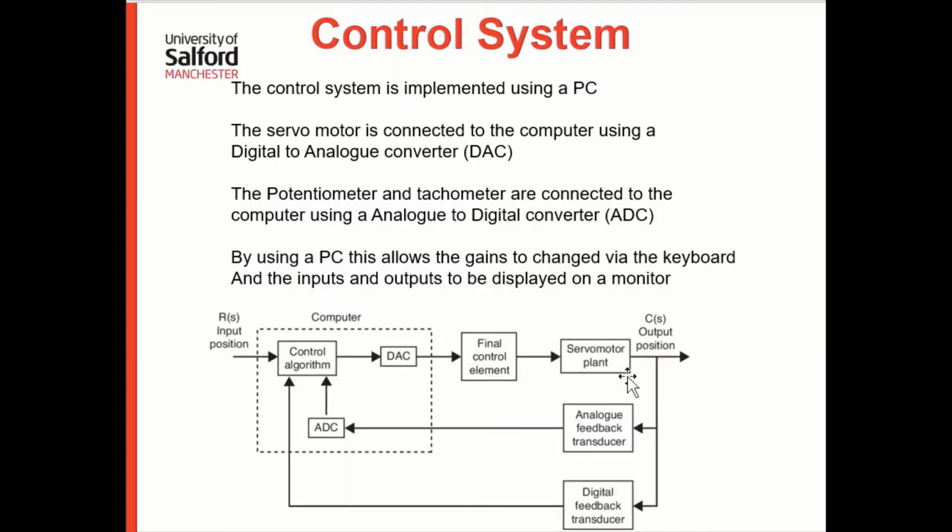The servo motor then drives to a certain position, and then we can measure using some sensors. We can measure the position of the motor and also the velocity of the motor, and those signals come down this way through an analog to digital converter and back into the computer. Now, the advantage of using the PC is that we can change the controller gains via the keyboard, and the inputs and outputs can be displayed on a monitor.